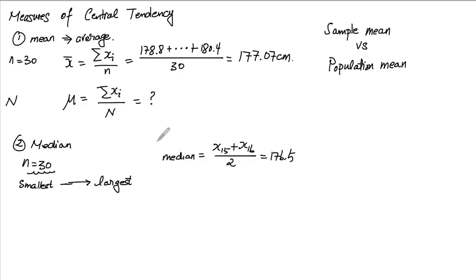So this is when n is even. When n is odd, the median is simply the middle data point.